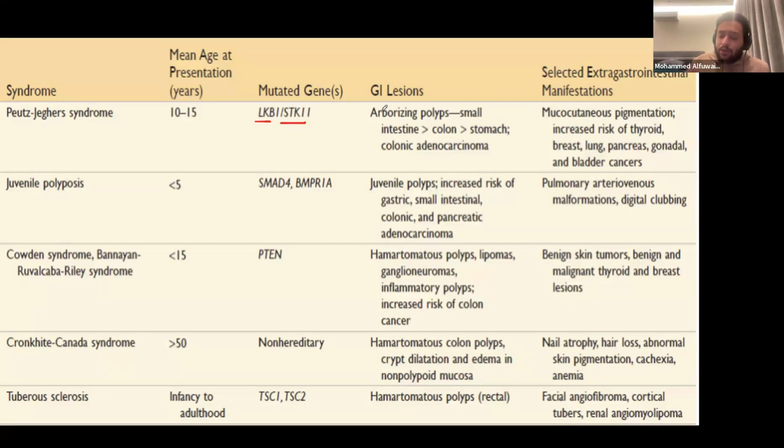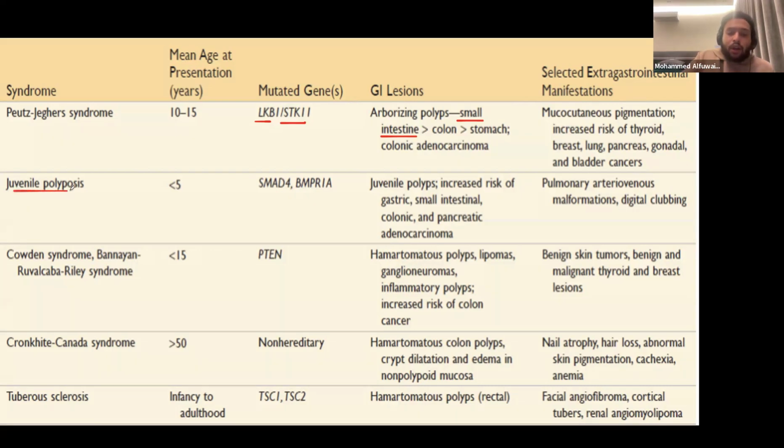And usually the hamartomatous polyps will develop where in the bowel? What is the most common location for Peutz-Jeghers polyps in the entire bowel? Small intestine, good. So it's usually in the small bowel. Okay, that's what you need to remember for this. There is an increased risk of thyroid, breast, lung, pancreas, gonad, bladder cancers. There's a lot of cancers that can be associated with Peutz-Jeghers.